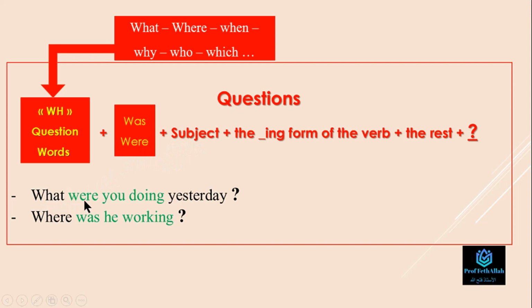For instance, what were you doing yesterday? Question mark. In here we didn't say what you were doing yesterday. That is wrong. It is a question, so we're going to say what were you doing yesterday. The same thing in the second question. Where was he working? We didn't say where he was working because that's incorrect. And this was simply all about the past continuous or the past progressive.